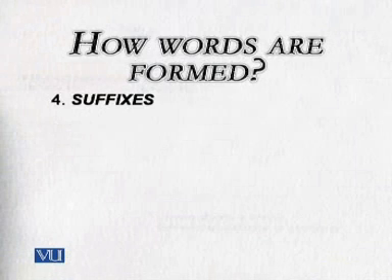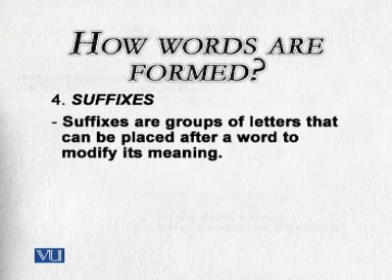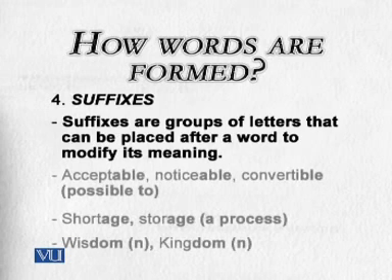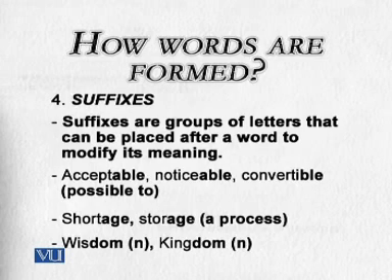Next comes suffixes. I already explained to you that suffixes are groups of alphabets which we put at the end of words, and we create new words with new meanings. Some examples I have jotted down on your screen. You can take a look. Like the first word, accept. Accept is a root word, and able I added at the end of the word, so it became acceptable. Another word is notice, from notice to noticeable, and another example is from convert to convertible.